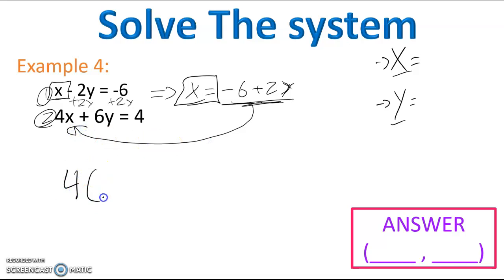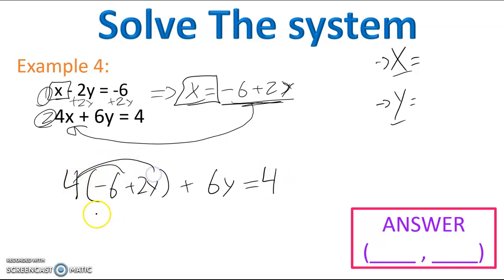It's going to be 4, and then instead of an x, I'm going to put in my equation right here, negative 6 plus 2y, plus the 6y doesn't change because I'm only substituting in for the x, is equal to 4. Now let's go ahead and simplify. I distribute this out. I get negative 24 plus 8y plus 6y is equal to 4. I combine these two together. 8 plus 6 is equal to 14y.